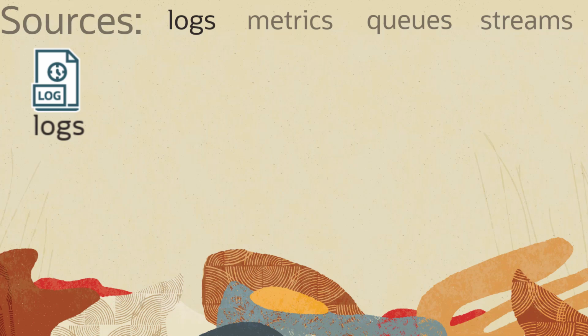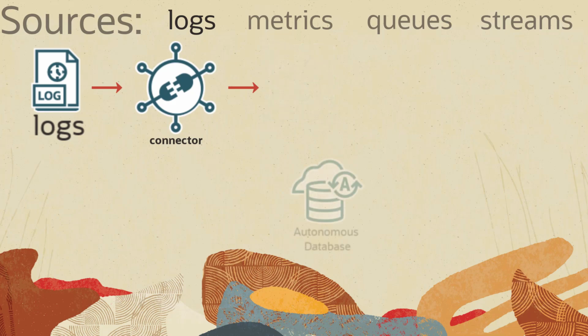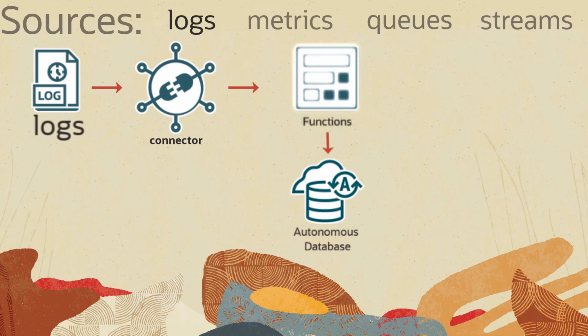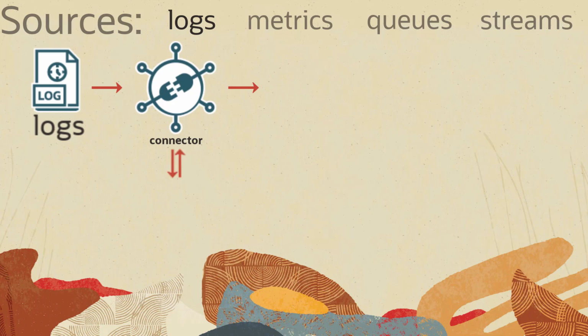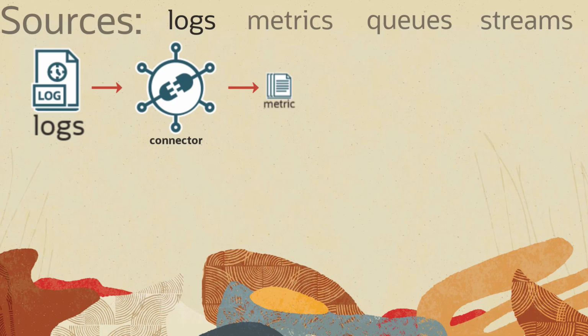You can transfer logs using a single API in several ways. For example, archive logs to a bucket in OCI object storage. Send logs to an autonomous database using the functions service. Move logs for rejected traffic to a new metric and set up an alarm to get notified.